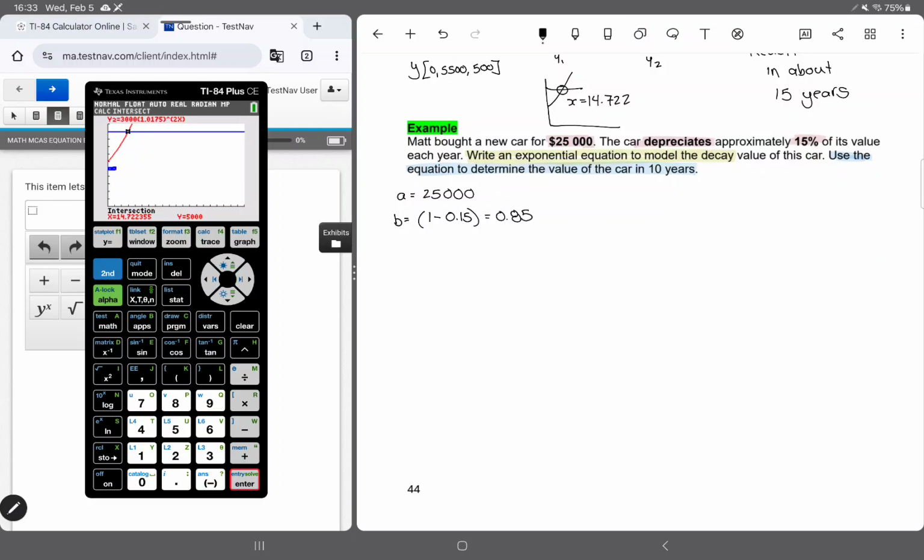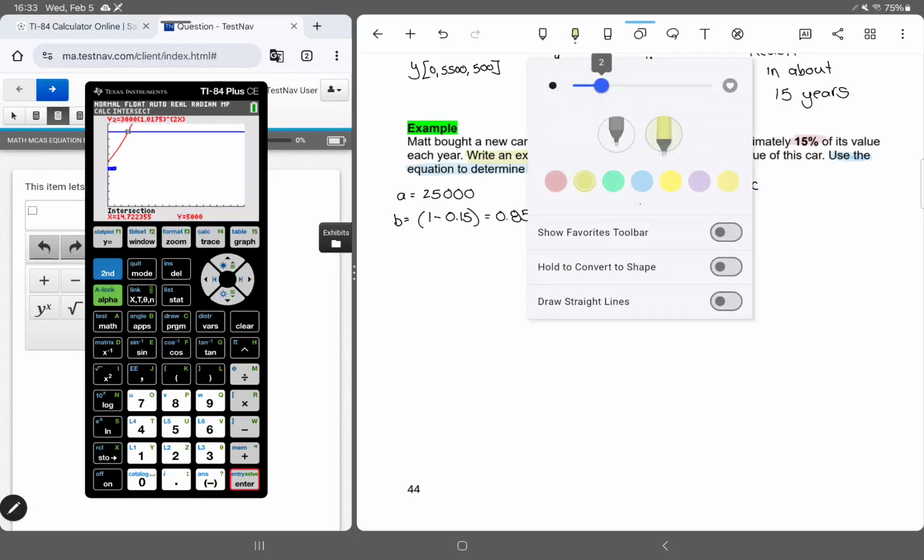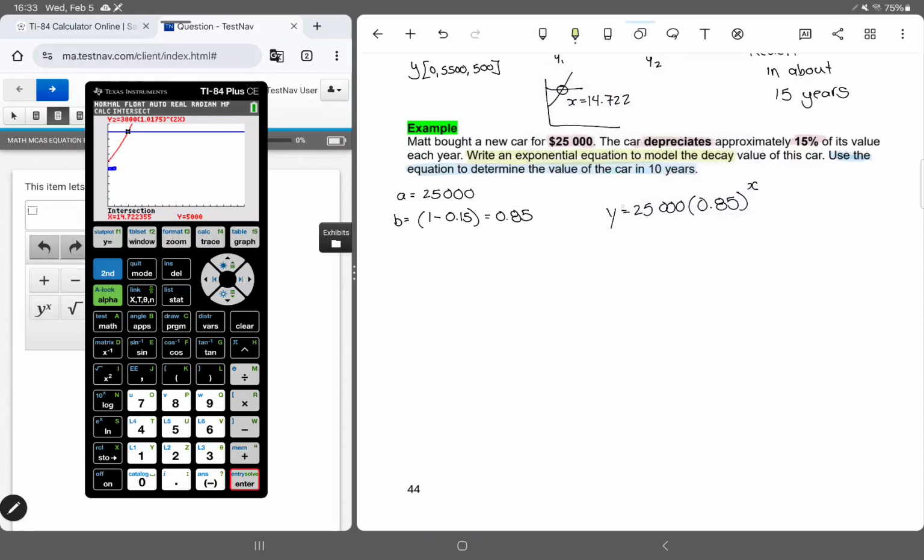And there's no compounding period or anything like that. So our equation just becomes initial value, or b value, to the power of x. All right, so that's our exponential equation, part 1.